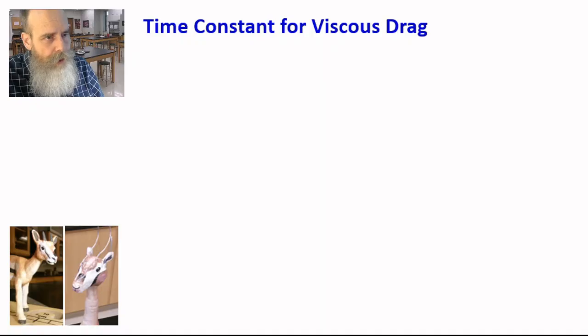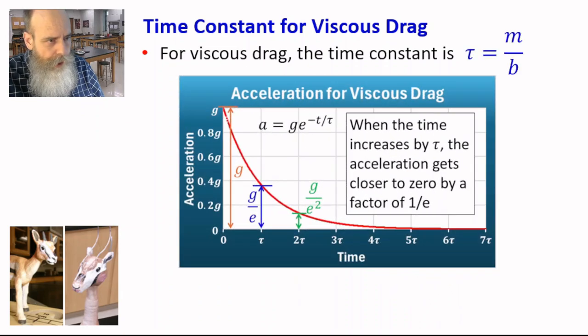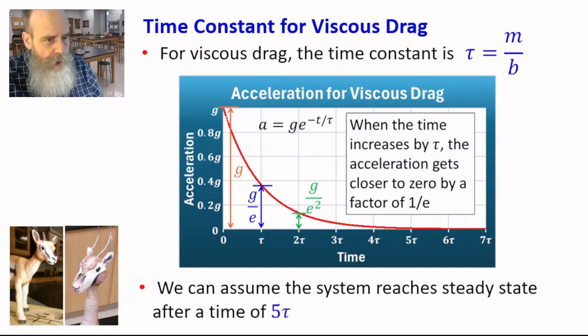Time constant for viscous drag. For viscous drag, the time constant is tau equals m over b. And here's a plot of acceleration versus time. And we saw that when the time increases by tau, the acceleration gets closer to 0 by a factor of 1 over e. And we can assume that the system reaches steady state after a time of 5 tau, right here.